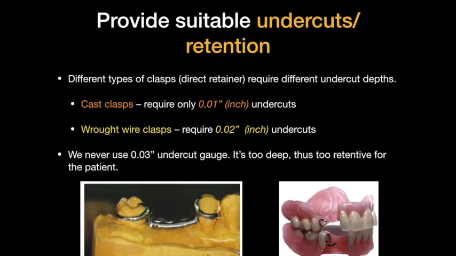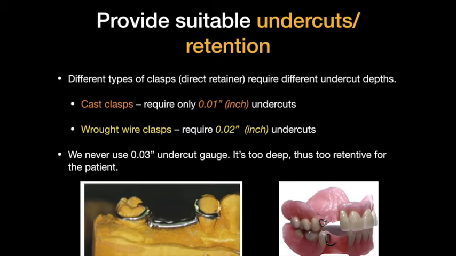However, sometimes we will design a wrought wire clasp. The wrought wire clasp means that you use some wire and just bend it into a desired shape. So you can see that the wire is thinner and more flexible. So if you want to get the same retention as the cast clasp, you definitely will need more undercut. That's why here you can see the wrought wire clasp requires 0.02 inch undercut. So you have to know that 0.01 undercut for a cast clasp provides the same retention as 0.02 inch undercut for a wrought wire clasp.